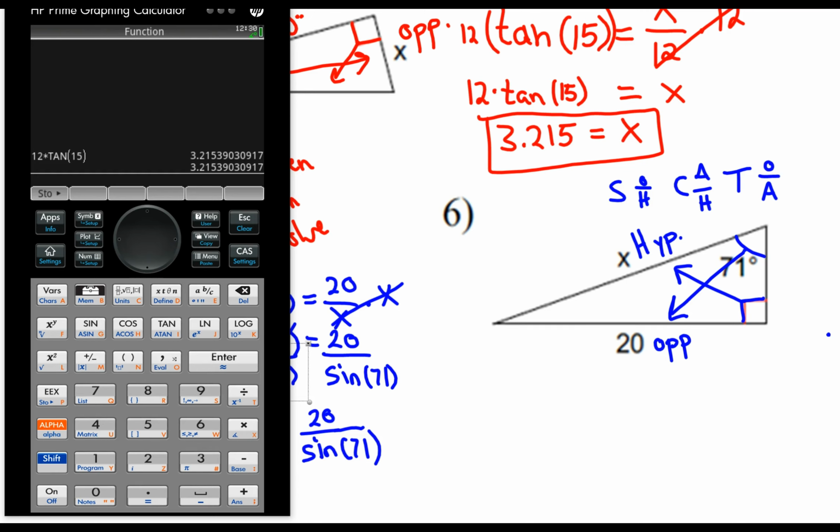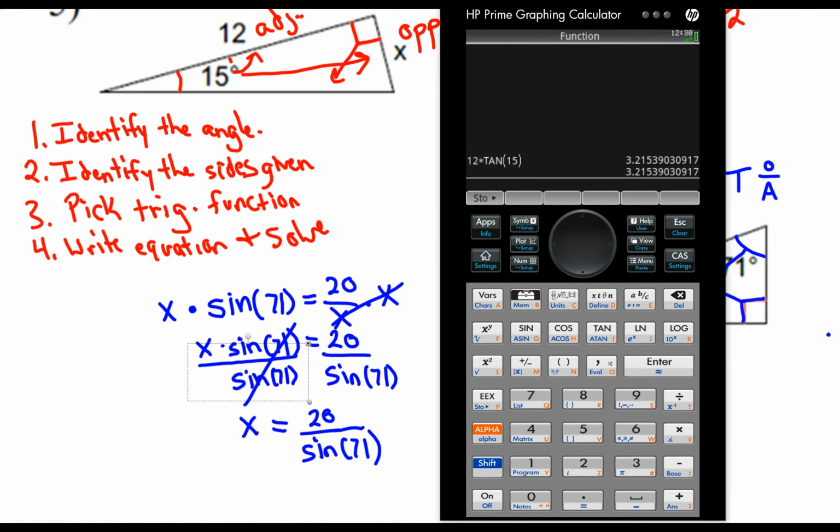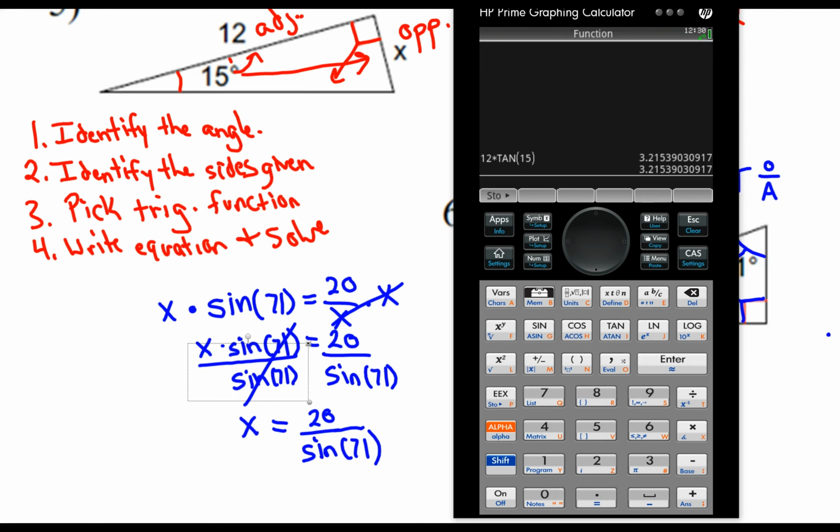But we've got to pay attention to what we're doing when we put this in the calculator. So again, we're going to write exactly what this says. This says 20, so we're going to put 20 in. Then we're going to hit divided by. Now we're dividing by the sine of 71, so we're going to write that exactly as it is. We're not going to just divide by 71. We're not going to divide by the sine of something else. We're going to literally write exactly what we see.